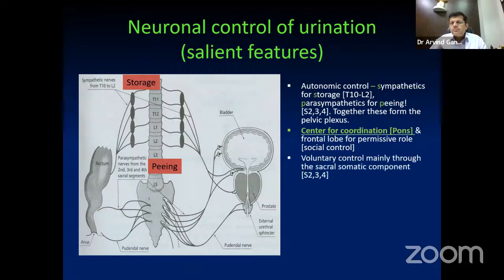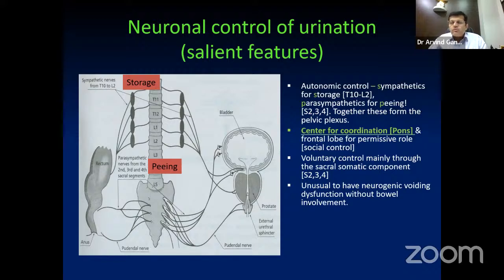Similarly, voluntary control is mainly through the sacral somatic component. So the voluntary control, that is the S2, 3, 4, keeps the external sphincter contracted, and that helps in preventing passage of urine whenever it is not convenient to pass urine.